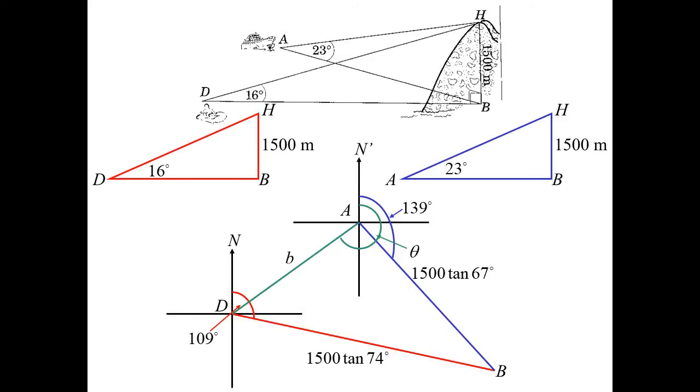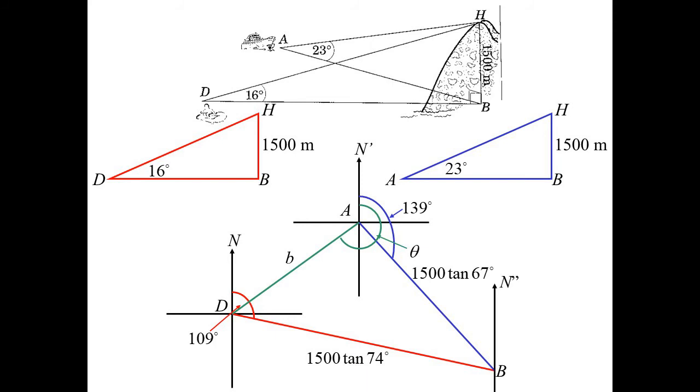Now using David's triangle, BD on 1500 will be the tan of 74. So BD is 1500 tan 74. Anna's triangle, she'd get that AB is 1500 tan 67. So let's place those two measurements on our triangle. Okay, we've got two sides and we want to find a third side. We need at least one angle in this triangle. What can we work out?